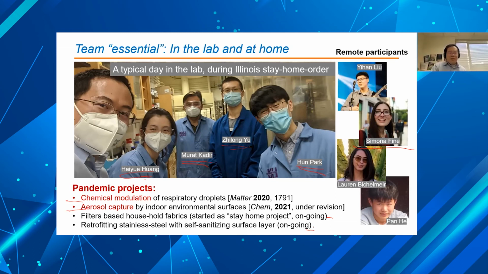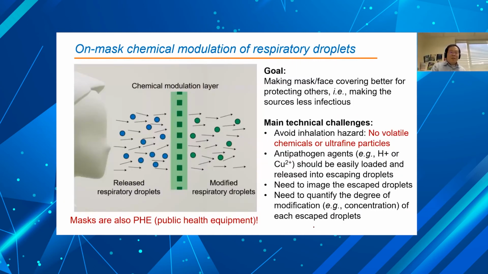So let me introduce the ideas and challenges in the first one, which is on-mask chemical modulation of respiratory droplets. The main idea or goal here is that we would like to develop a mask concept that emphasizes their role as PHE. You all know that a mask is a very critical component in PPE, personal protection equipment. But I will argue that masks are even more important as PHE, public health equipment. Because what we want to do here is that we would like this mask layer to chemically modulate the escaped droplets.